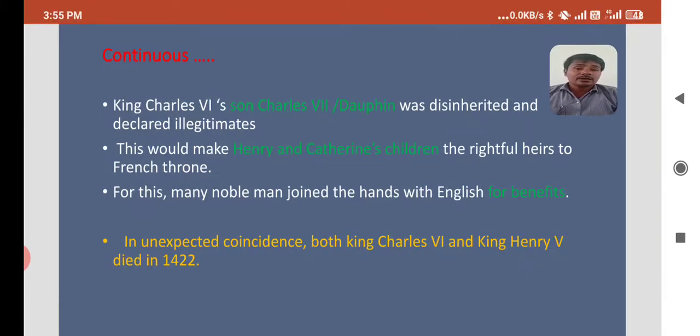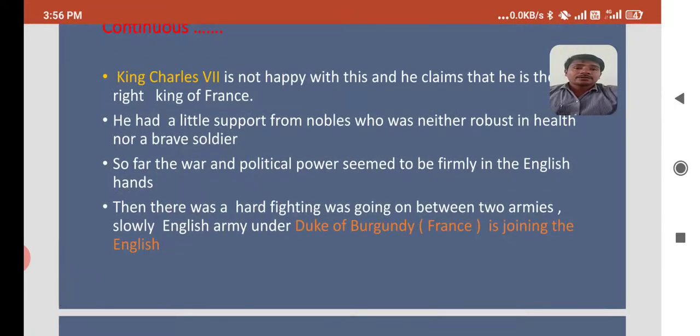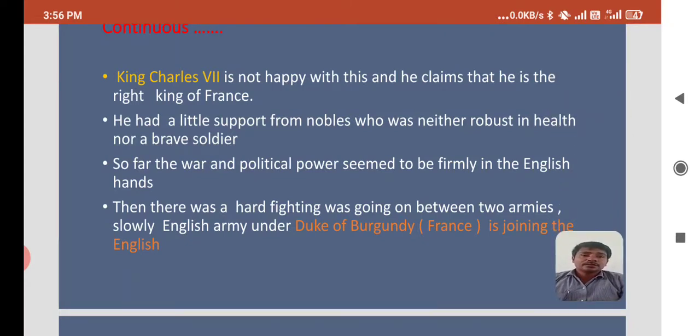But an unexpected coincidence happened. Both the kings, Charles VI and Henry V, died in 1422. Charles VII was not happy with this, and he claimed that he was the rightful king of France. He had little support from the nobles, and was neither robust in health nor a brave soldier. So far, the war and the political power seemed to be firmly in English hands.